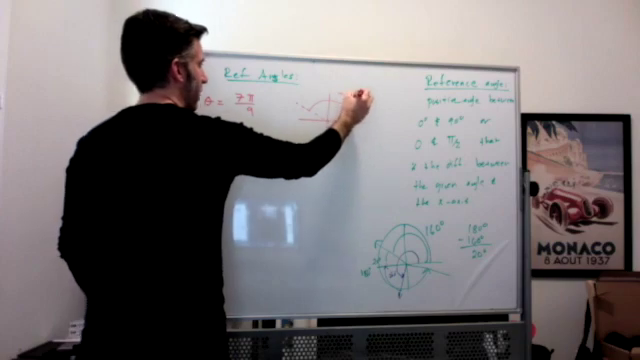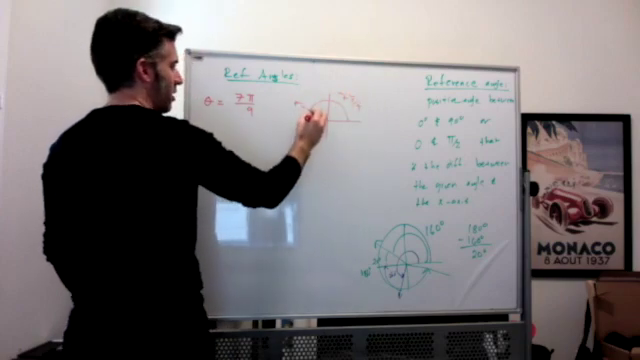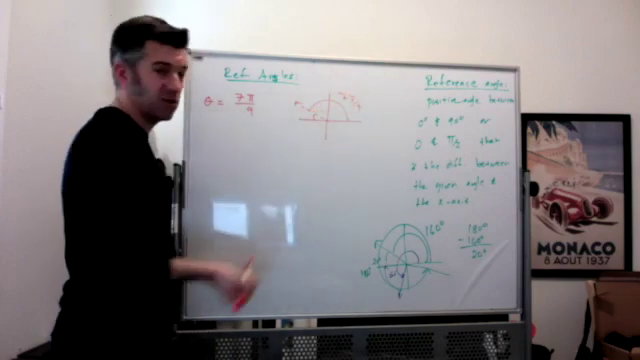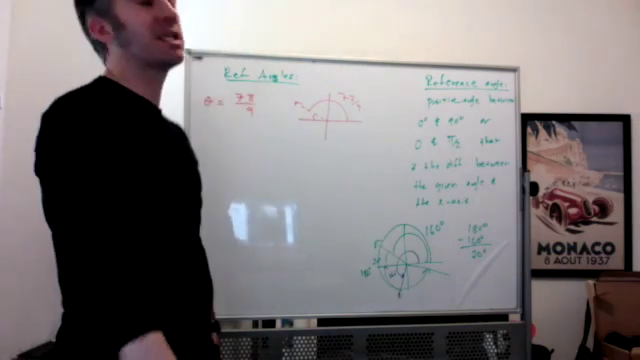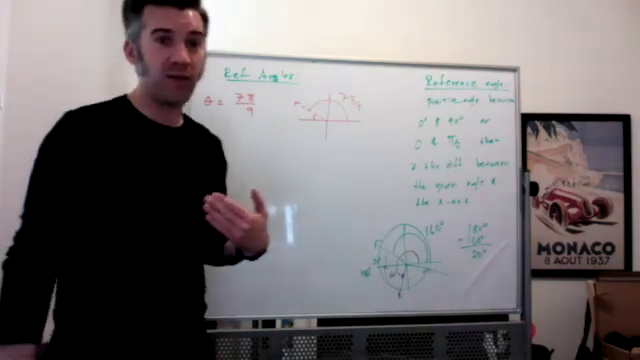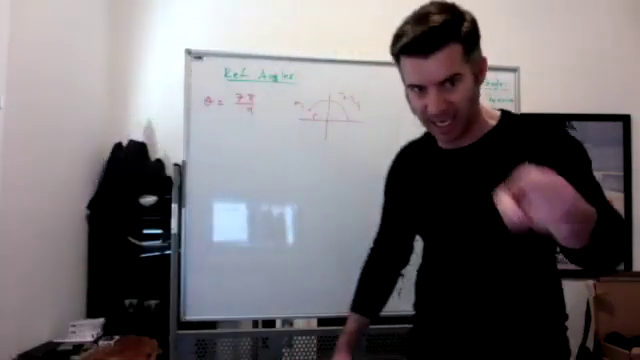There's 7 pi over 9. And I want to know what's the reference angle? What's the measure to the x-axis? Well, why do we go backwards? Excellent question, Anaïs. The reason we went backwards is because we're always trying to get to the x-axis.